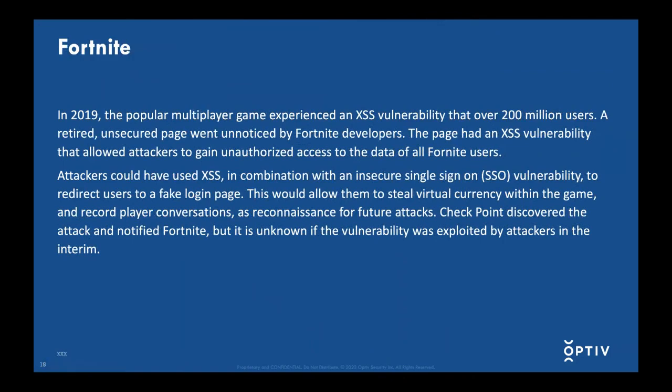Fortnite was attacked in 2019. This is a popular game, and the XSS vulnerability affected 200 million users. A retired unsecure page was unnoticed by the developers. It had XSS, and attackers were able to gain unauthorized access to data of all the Fortnite users. That, in combination with an insecure single sign-on, meant they were able to redirect users to a fake login page. This would allow them to steal virtual currency in the game, record player conversations, or use reconnaissance for future attacks. Checkpoint discovered it and noted it was unknown if the vulnerability was actually exploited.